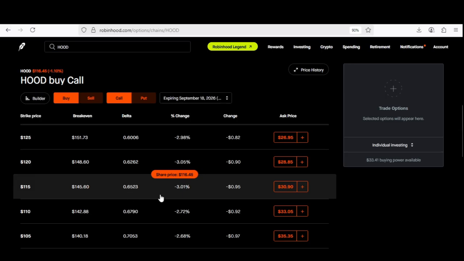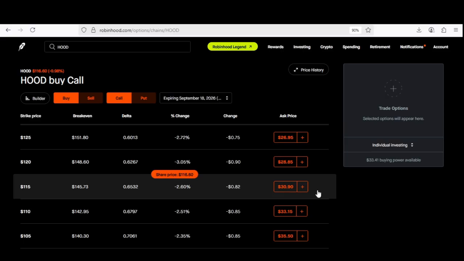Now, because this is a buy option strategy, we're going to have to pay. The amount we're going to have to pay is going to be $30.90. Each option contract does contain 100 shares, so you would need to multiply your $30.90 in order to get $3,090. So this option strategy is going to cost you $3,090.